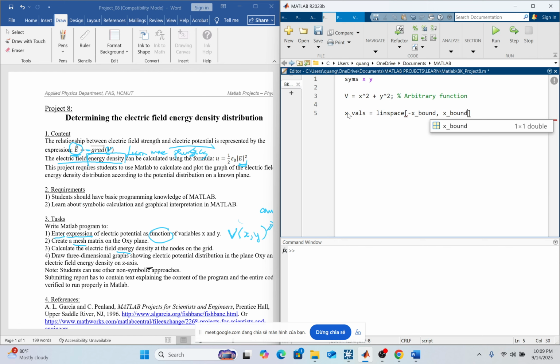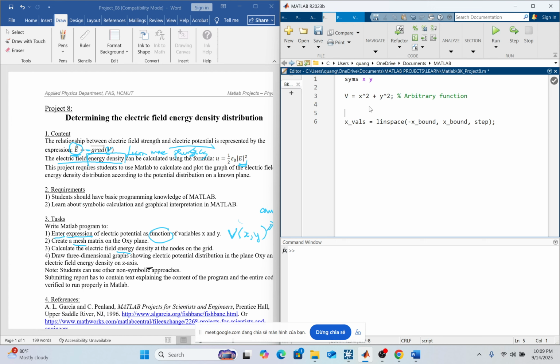X-bound, and step. Okay, and what does this do? It will create a uniform set of x values ranging from minus x bound to positive x bound, and the number of x values will be defined by our step.